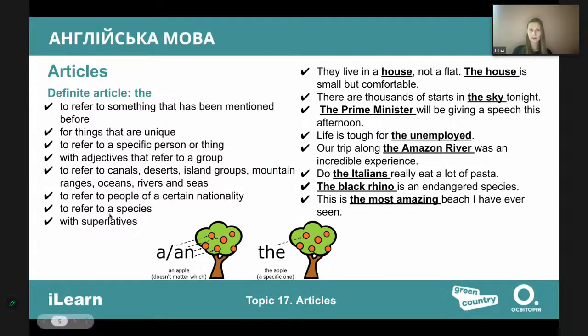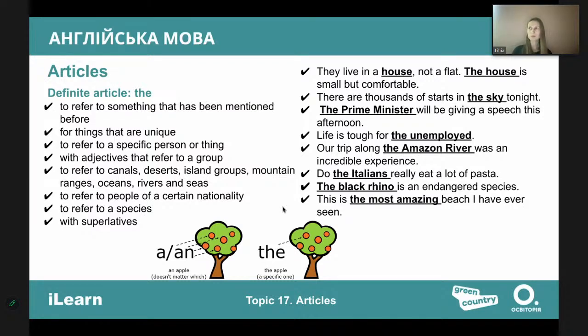All right, the next rule, when we speak about people of a certain nationality. For example, the Italians, Італійці altogether. When we refer to species, for example, the black rhino, чорний носоріг, meaning not one animal, but the group of animals altogether. Also, with superlatives, найвищий ступінь порівняння: the best movie I've ever watched, the most amazing place I've ever visited.